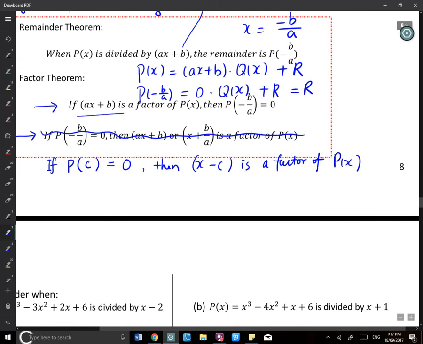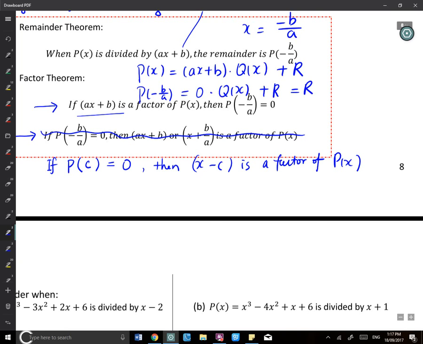I don't want to use the minus b over a and ax plus b, that's very annoying. I just want to say, if you know a value that, when you put it into the equation, makes the equation become 0, then x minus that value must be a factor. If you substitute c in, the factor you have is x minus c. Because the remainder is 0, it must be a factor.